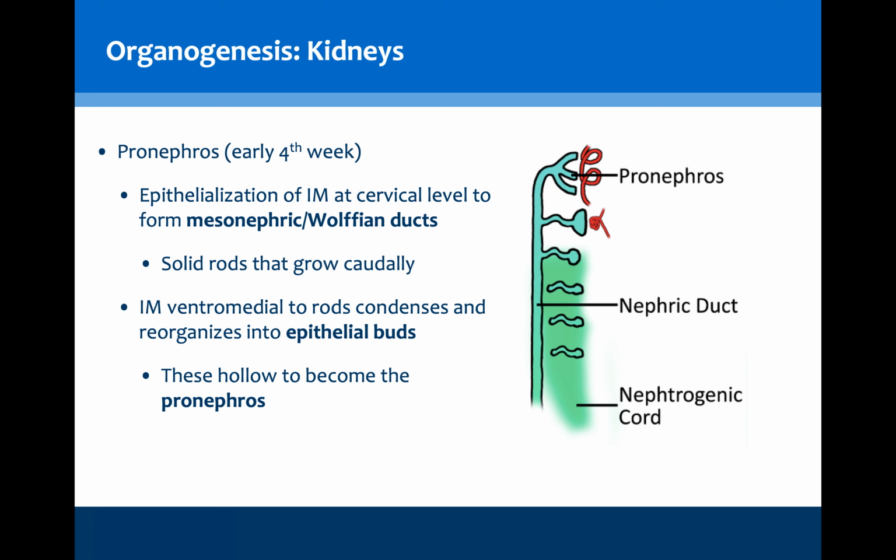The pronephros begins to form early during the 4th week. An epithelialization of this intermediate mesoderm at a cervical level will form the pronephric/Wolffian ducts. These are solid rods that will begin to grow caudally towards the pelvic area. Ventromedial to these rods, further mesoderm condenses and reorganizes into epithelial buds. These buds will attach to the rod and hollow out to become the pronephros, as seen here. This very crude kidney-like structure allows for the transfer of toxins and also ions from the blood system into the kidneys.